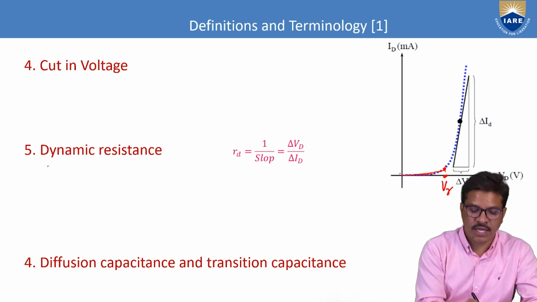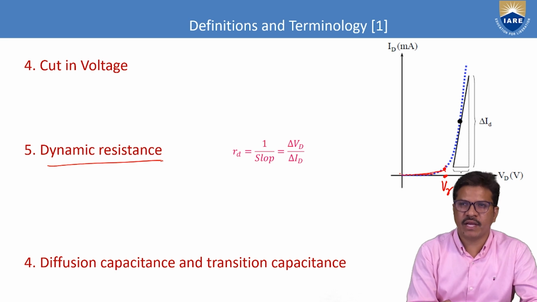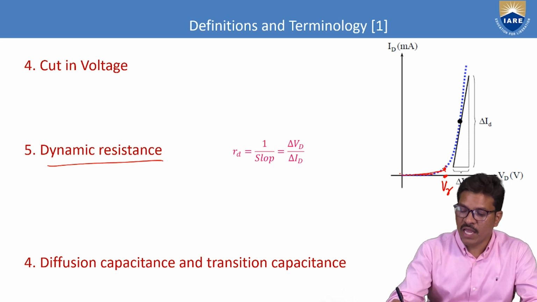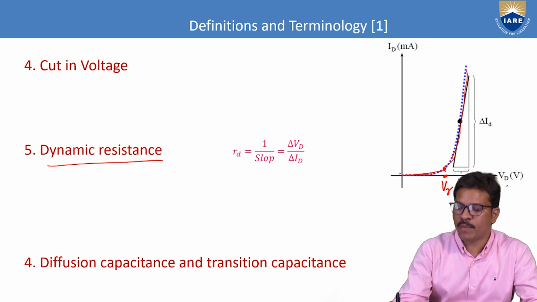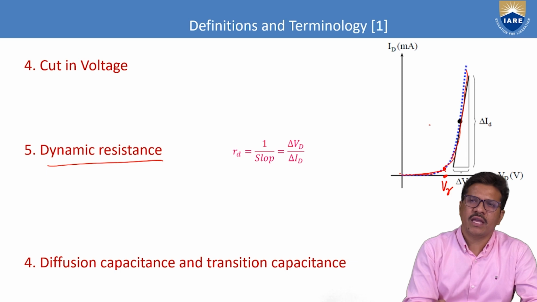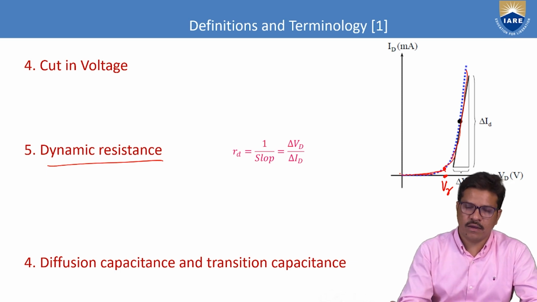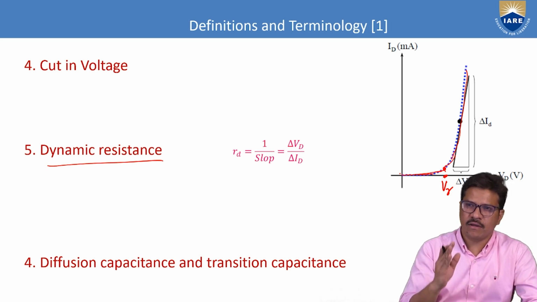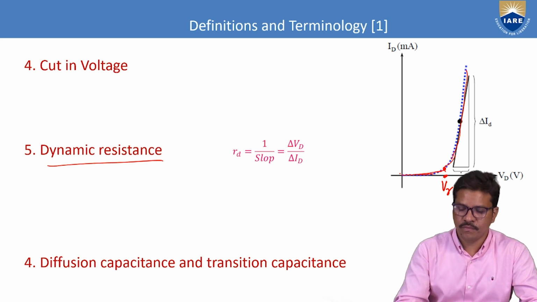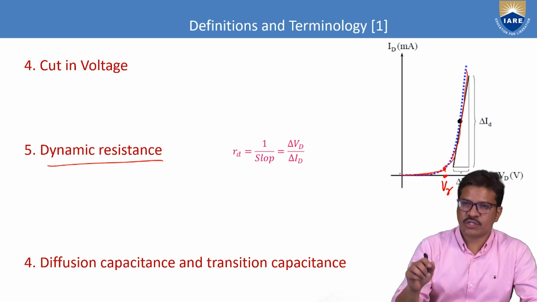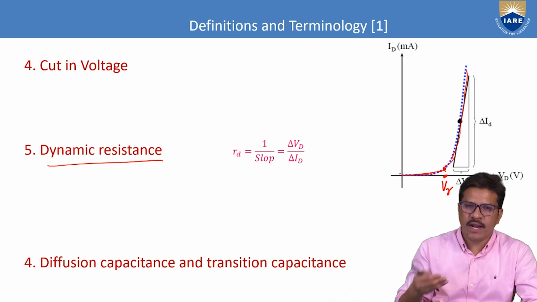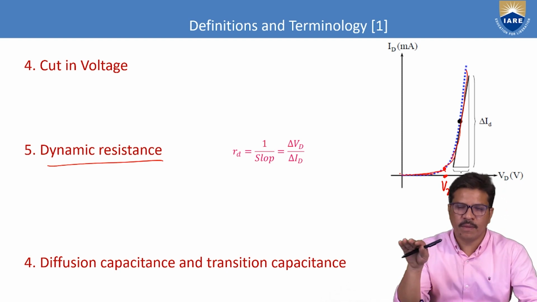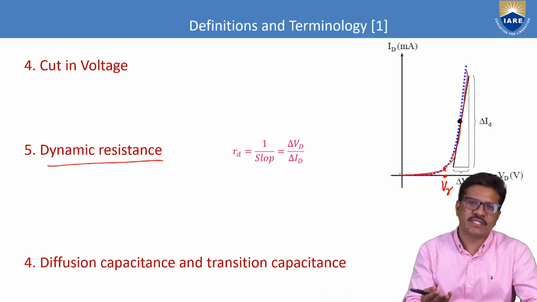Next, dynamic resistance. Once you measure the curve using voltage and current, it is definitely not linear; it is not a straight line or zero slope. Then there will definitely be a slope, which means it possesses some resistance, because a voltage is applied to the p-n junction diode and current flows in it.